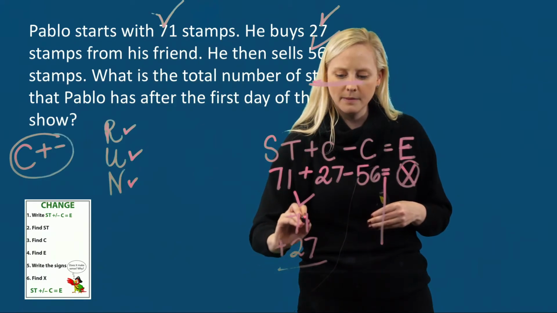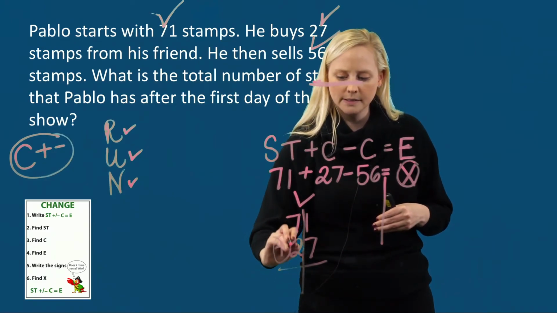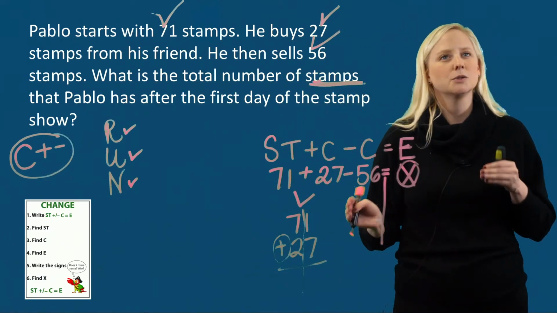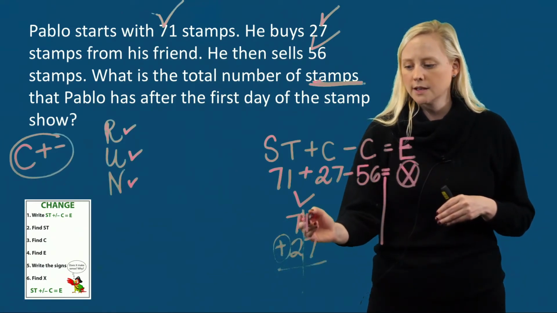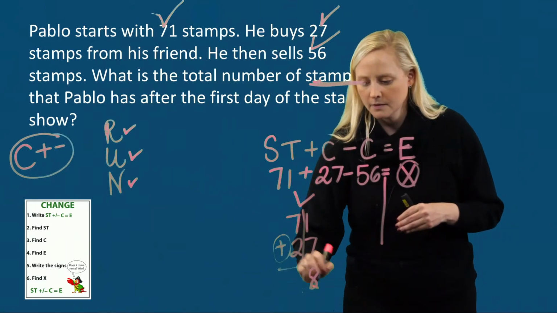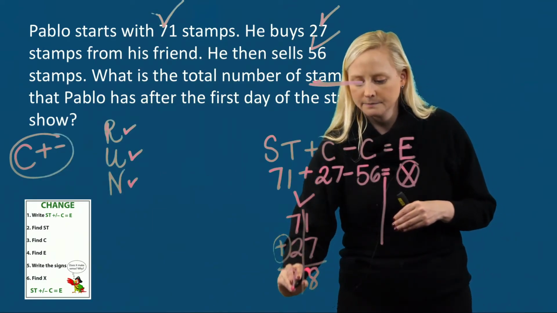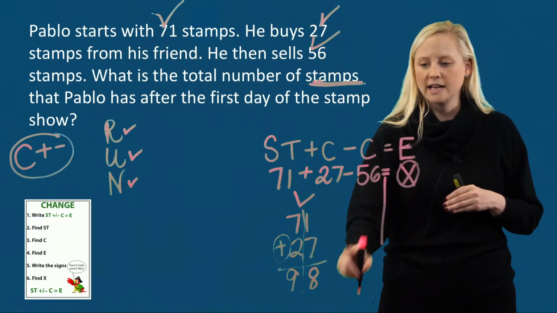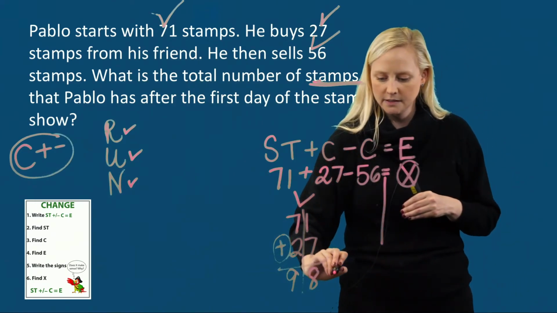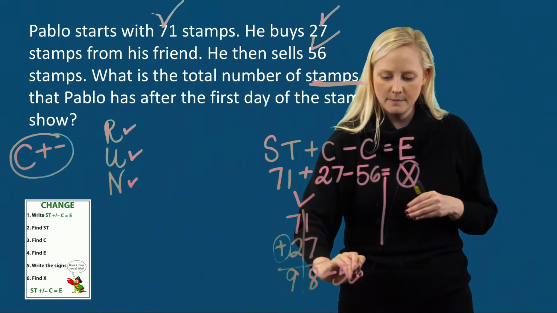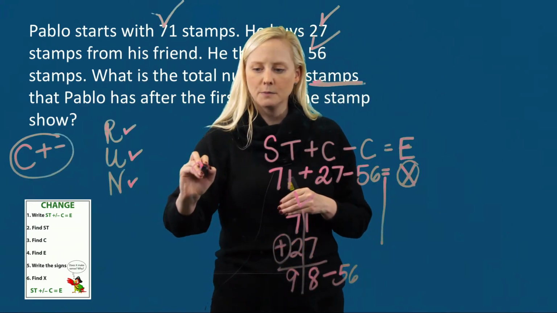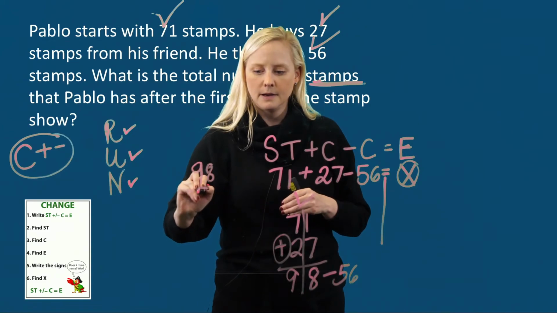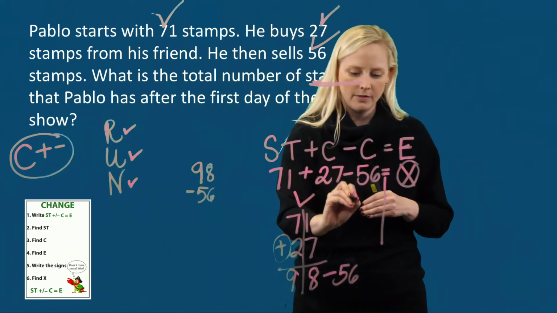I'm going to write this problem vertically, draw my line and circle my sign, because sometimes it's really difficult to add horizontally. So here I'm going to start with my 1. 7 plus 1 is 8. And 7 plus 2 is 9. But I'm not finished. I still have to subtract this 56. So I'm going to write 98 minus 56. And then I'm going to write it over here. I'm running out of room, so I'm going to write 98 minus 56 because I have brought this down.